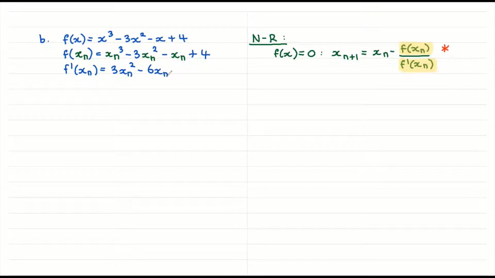Okay, don't worry that it's an xn with a subscript, just differentiate as normal, that's fine. And subtract 1. If you prefer, just go back to the original f of x and differentiate this. So 3x squared, subtract 6x, subtract 1, and then just replace the x's with xn's, and then you've got the same thing. Okay, so we're ready to set up our Newton-Raphson method now.